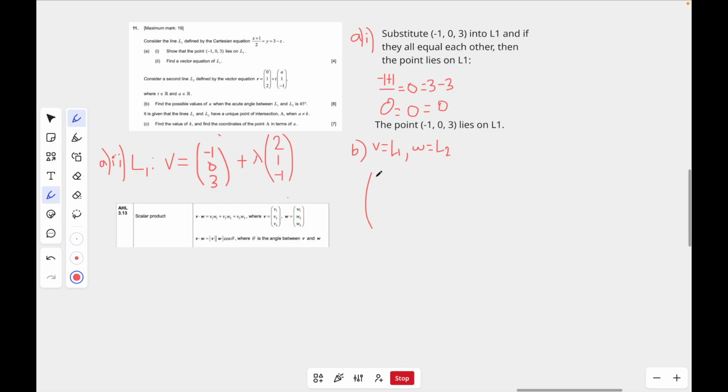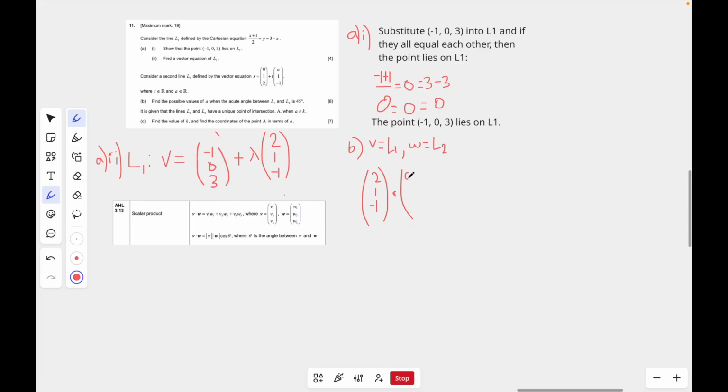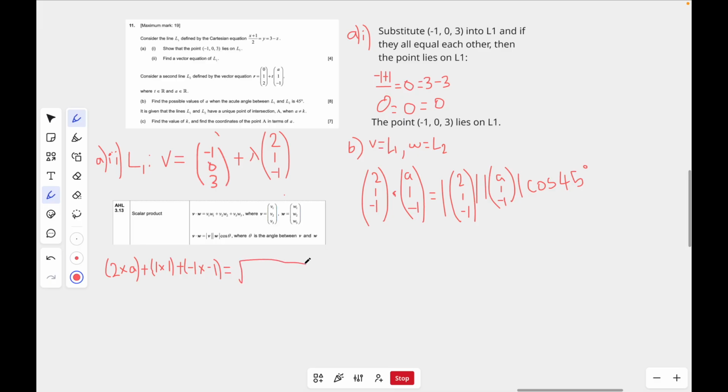and set up the equation as (2, 1, -1) dot (a, 1, -1) equals the magnitude of (2, 1, -1) multiplied by the magnitude of (a, 1, -1) multiplied by cos 45. Using the formula in the formula booklet to carry out the dot product, we have 2 times a, plus 1 times 1, plus -1 times -1, which we set equal to the square root of 2 squared plus 1 squared plus -1 squared, multiplied by the square root of a squared plus 1 squared plus -1 squared, multiplied by square root 2 over 2.